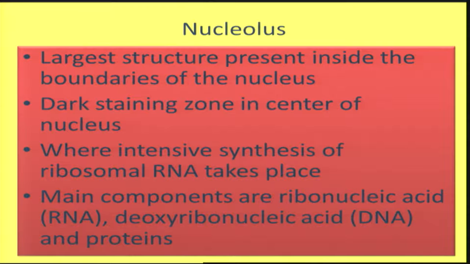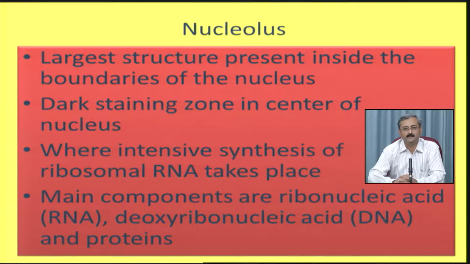Nucleolus, the largest structure present inside the boundaries of the nucleus. Dark staining zone in the center of the nucleus, where intensive synthesis of the ribosomal RNA takes place, which is very important. Ribosomal RNA is going to play an important role further in the transcription as well as in the translation process, where it ultimately leads to the synthesis of the proteins.